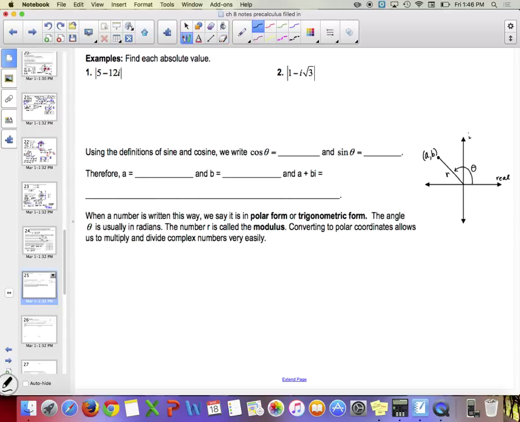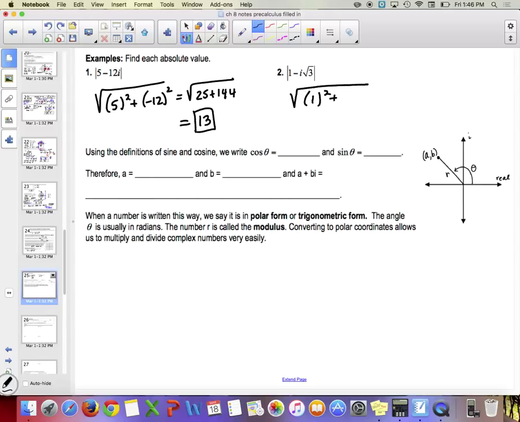So what we're doing is taking the square root of 5 squared plus (-12) squared. So we get the square root of 25 plus 144. So we get the square root of 169, which is 13. Same thing here. So we're going to have the square root of 1 squared plus (-1 root 3) squared. The signs don't really matter because you square it anyway.